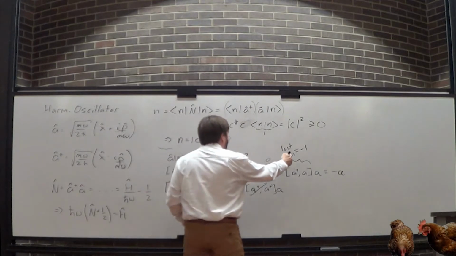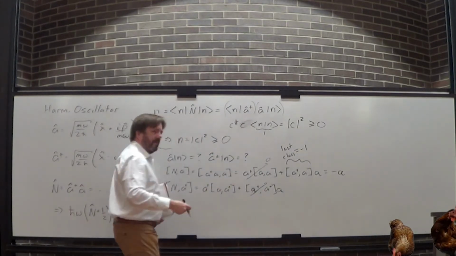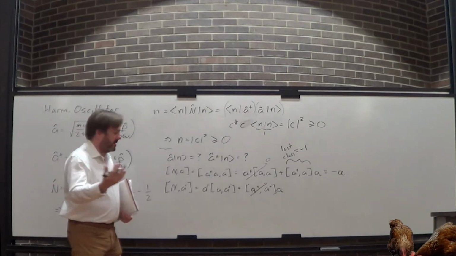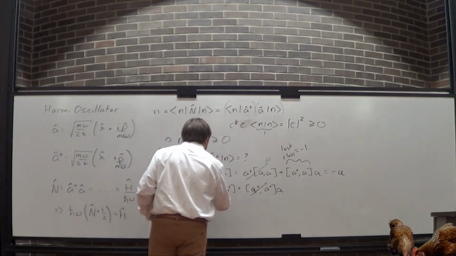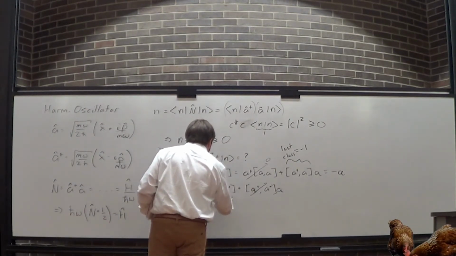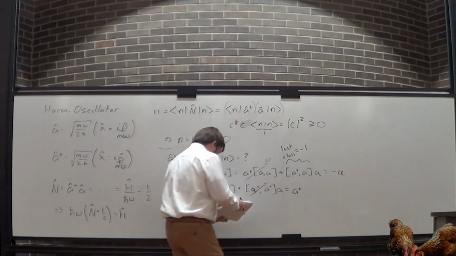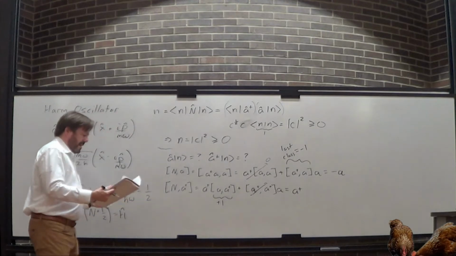Okay, if this is -1, then remember when you permute a commutator, it's going to be minus itself. So minus 1 is +1. Yeah, that's right. Okay.